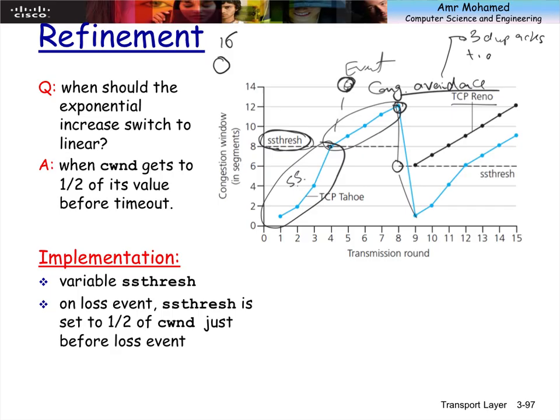TCP Tahoe does not differentiate, so it blindly drops down to 1. So it goes into this sawtooth behavior all the time.